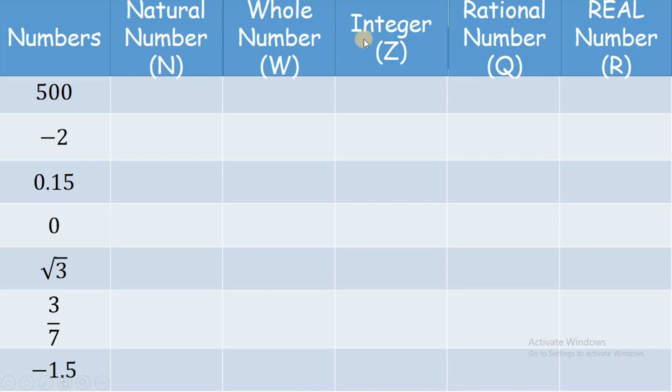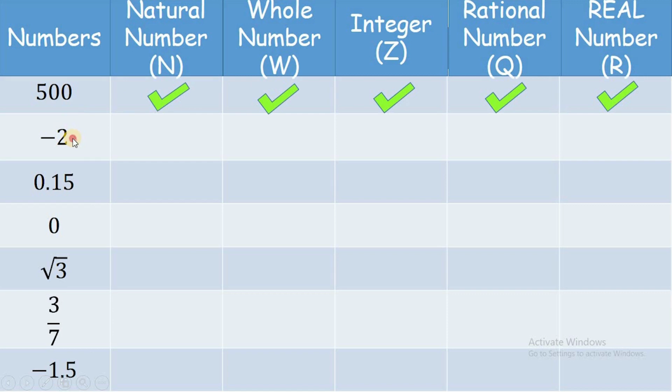Similarly, you can apply that to the integers also. All the integers are rational, all the integers are real, but all the integers need not be a whole number, and all the integers need not be natural numbers. For example, the first one is 500. 500 is a natural number. So, if the given number is a natural number, then it is a whole number, it is an integer, it is a rational number, it is a real number.